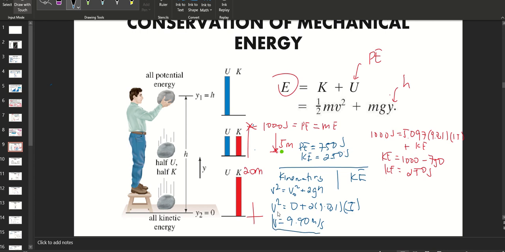So, this is using the kinematics formula. Now let's try to use the formula using kinetic energy. So, we say that the kinetic energy is equivalent to 1/2 mv squared. So, the kinetic energy that we have is 250. 1/2 times the mass, what is the mass again? 5.097 times v squared. So, the velocity squared is 2 times 250 all over 5.097.